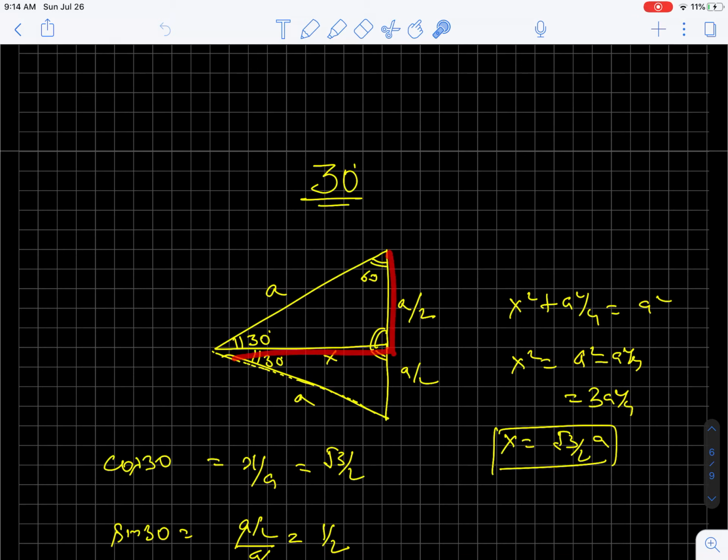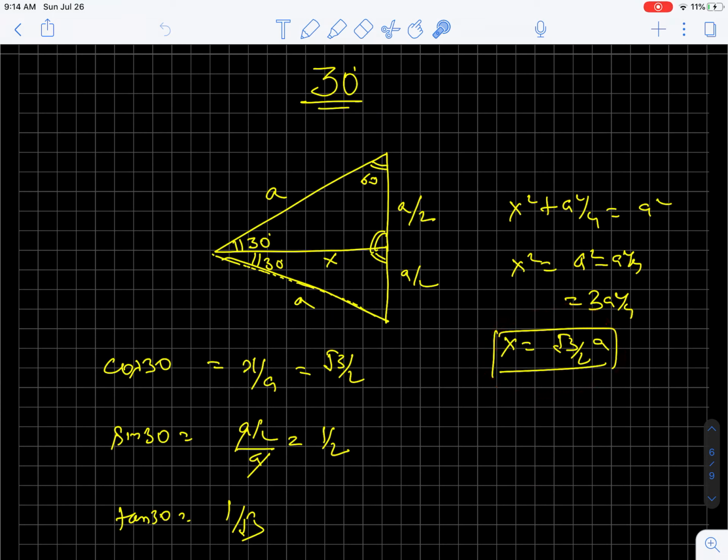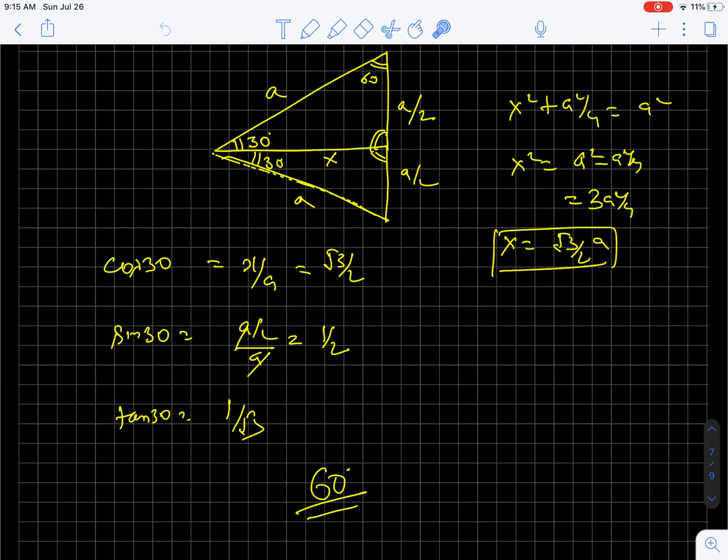Then x square plus A square by 4 is equal to A square, so x square is equal to A square minus A square by 4, which is 3A square by 4. So x is equal to root 3 by 2 into A. Okay. Now find the value of sin 30, that is A by 2 divided by A, that is 1 by 2. Cos 30 is base divided by hypotenuse, that means A root 3 by 2 divided by A. Cos 30 is root 3 by 2, sin 30 is 1 by 2, and tan 30 is simply A by 2 divided by x, so sin 30 by cos 30 is 1 by root 3.